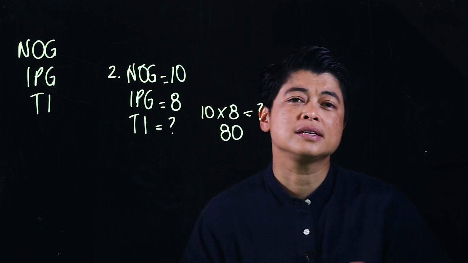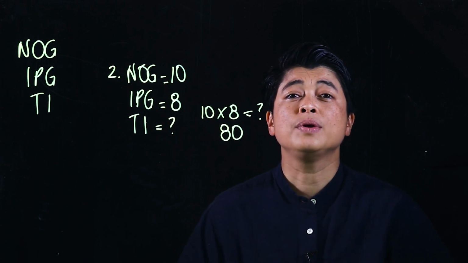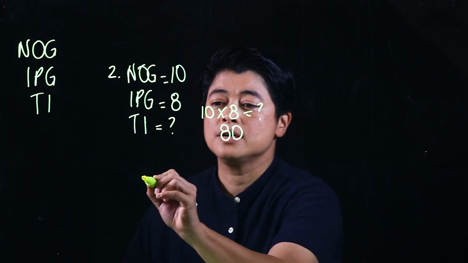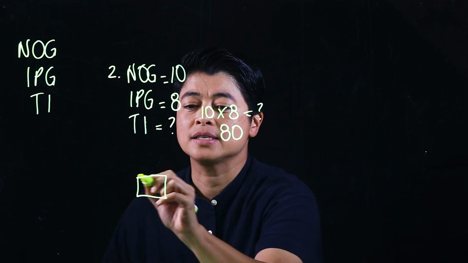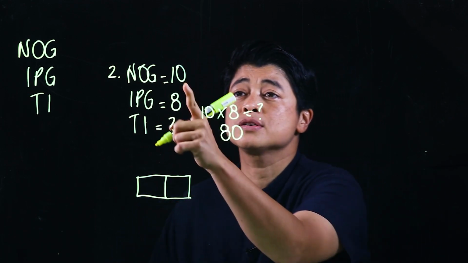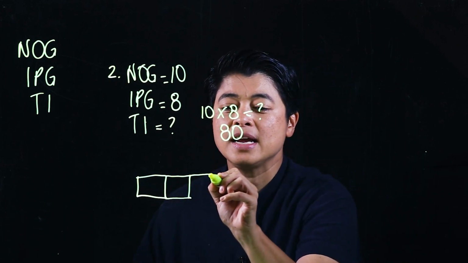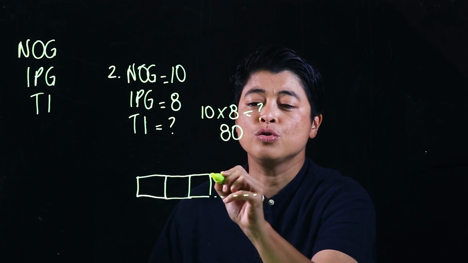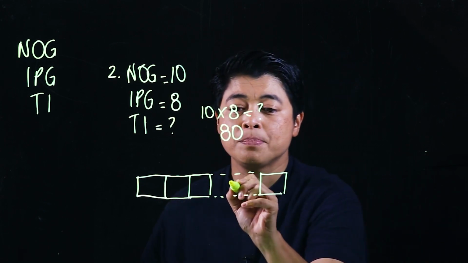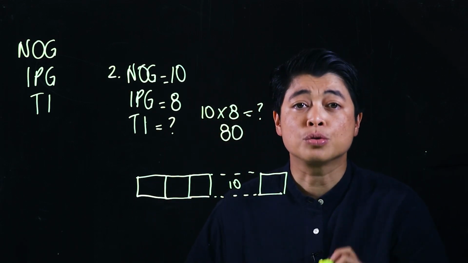The bar model doesn't come until later on, but I need to start introducing it so that we have a gradual progression to it. First we have boxes. The boxes represent the number of groups. Since there are 10 groups, there should be 10 boxes. But if it's too many boxes, we put dots and then put 10 in the middle. So this represents 10 groups.